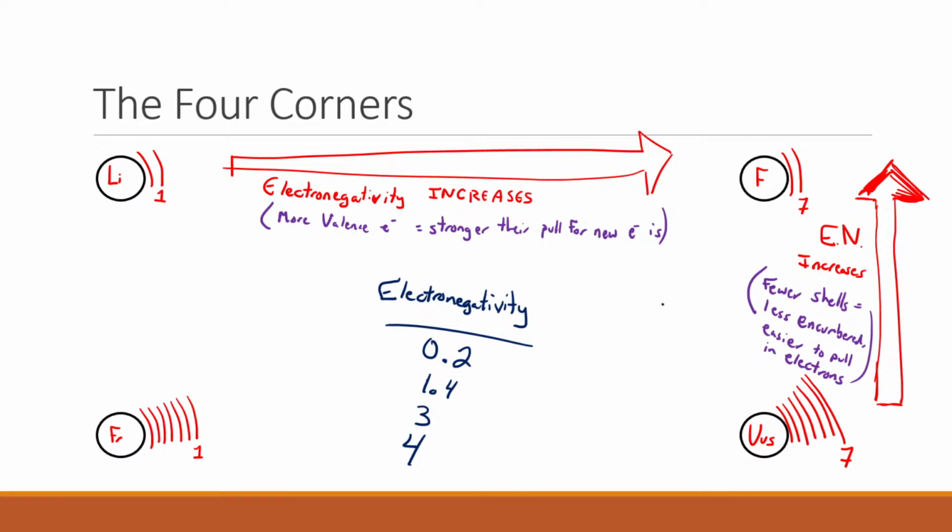We're going to put the 3 and the 4 over here on the right side of the table, because these 2 elements want to gain electrons. They're going to actively seek out electrons to grab, so they're going to be good at it. While lithium and francium, they want to lose electrons, and so they're not going to be looking for electrons to take.